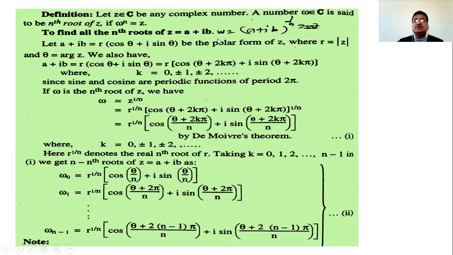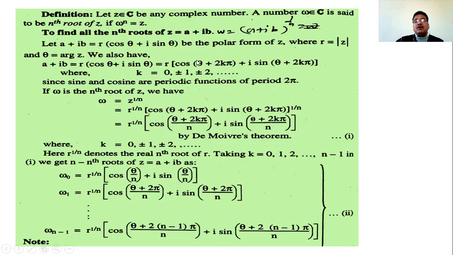Okay. So suppose this a plus ib is in polar form, r (cos theta plus i sin theta), be its polar form of z. That is, r is the modulus of z and theta is the principal argument of z. Now a plus ib is r (cos(theta plus 2k pi) plus i sin(theta plus 2k pi)), because 2 pi is the period of the sine and cosine function. That is, if you add a multiple of 2 pi to theta, then we have the same value.